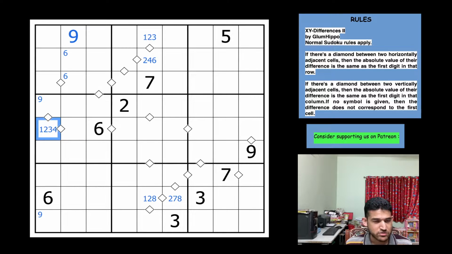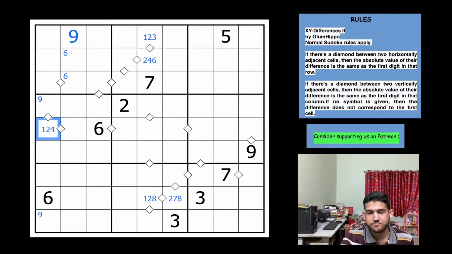Again, not possible. So in these kinds of Sudokus, it's very important to identify the one cell which gives you a lot of data. Right? For example, you could write pencil marks all over the grid and then you may end up with nothing, or you may end up wasting a lot of time. So it's important to identify the right cells.